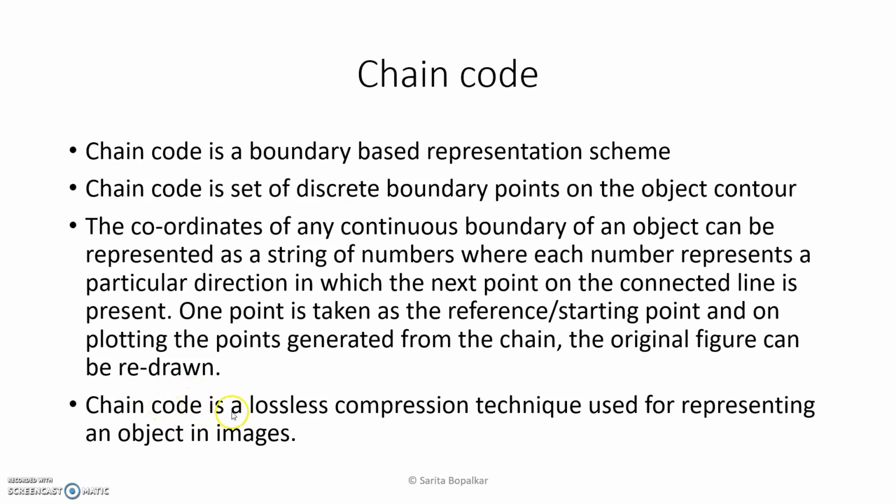Chain code is a lossless compression technique used for representation of an object in the image. Thus, chain code is nothing but representing the boundary of the object by a string of numbers, where each number represents the direction where the next pixel is on the boundary. It is called lossless compression because instead of representing the boundary pixels' coordinates, we represent them as a numerical string. That's why it is a lossless compression technique.